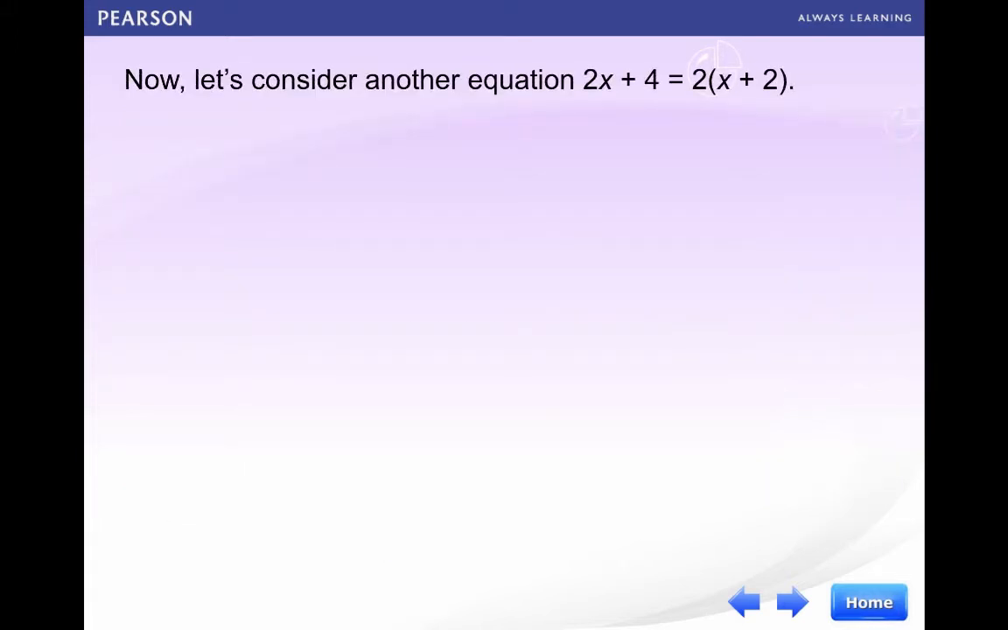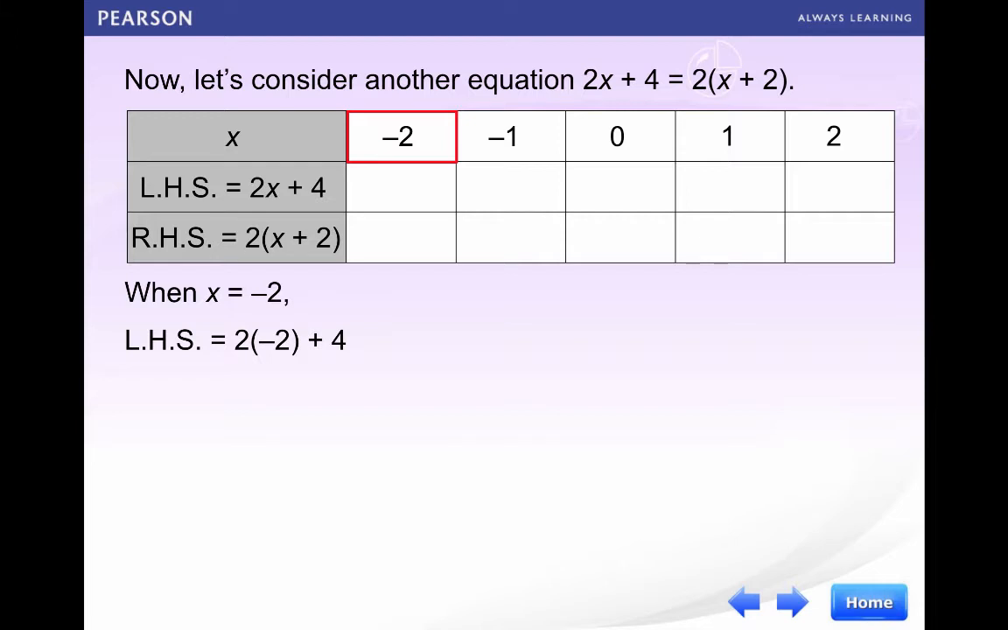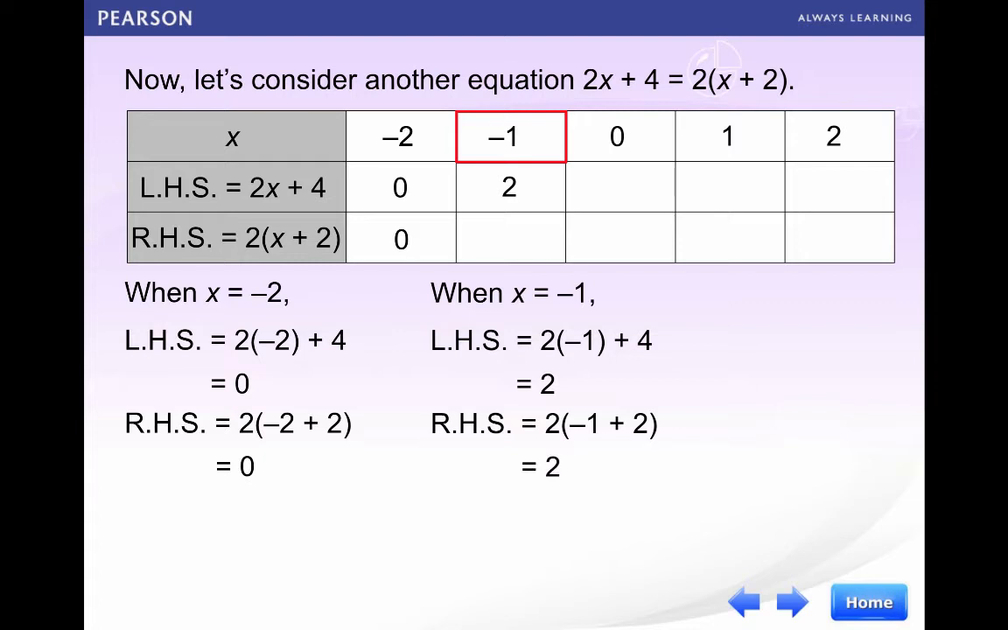But we have another equation. Look at this. This is 2x plus 4 equals 2 times the sum of x plus 2. So we use the same table. Let's say we have -2, -1, 0, 1 and 2. The left hand side, when x equals -2, we get 0. Right hand side, 0. And we try next, x equals -1, left hand side, 2. Right hand side, 2. So we try all of them.